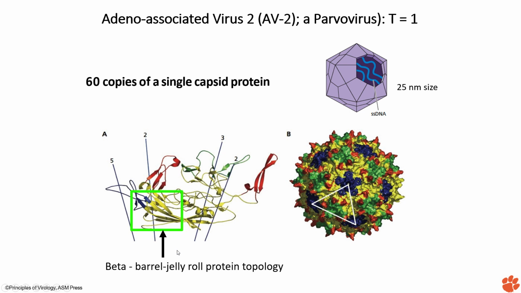And this is achieved by, again, you have to just remember the name of this topology of the proteins. These are made by a typical topology in structural biology, which is known as the beta barrel jelly roll architecture. So, what do we mean by the beta barrel jelly roll protein topology?